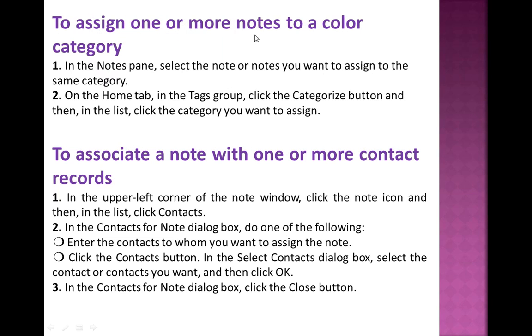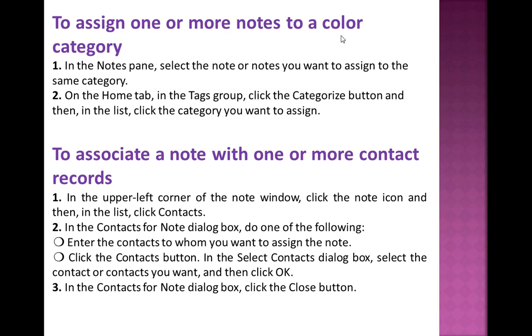Then how to assign one or more notes to a color category. This is how to change the color of the notes. First, in the notes pane, select the note or notes you want to assign to the same category. Then go to the Home tab, click on the Tags group, click the Categorize button, and then in the list click the category that you want to assign.